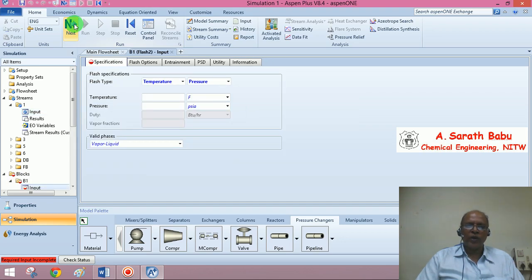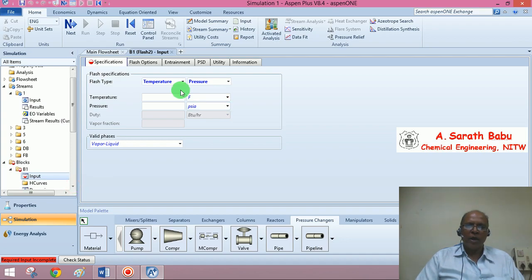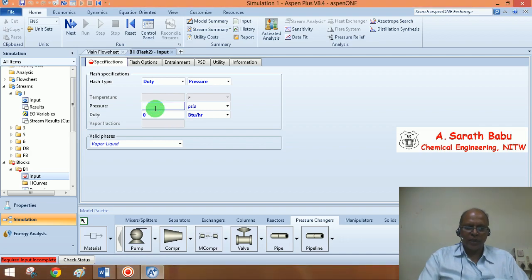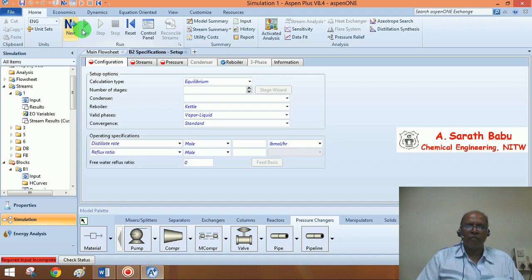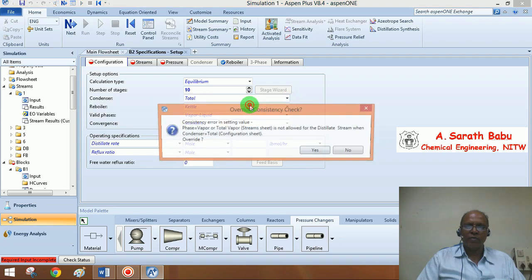Now we are required to specify the flash column. I think that is block B1. Now duty 0 because we wanted to operate this under adiabatic conditions. The pressure at which the flash column is operating is 150 psia, right? Say next. Now equilibrium, number of stages are given as 10, condenser, total condenser.